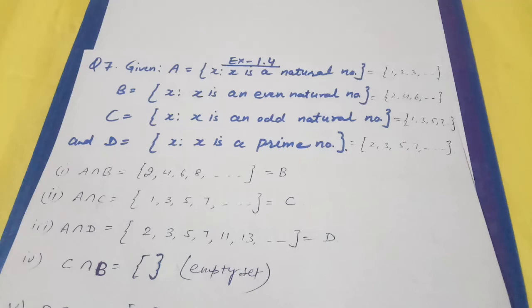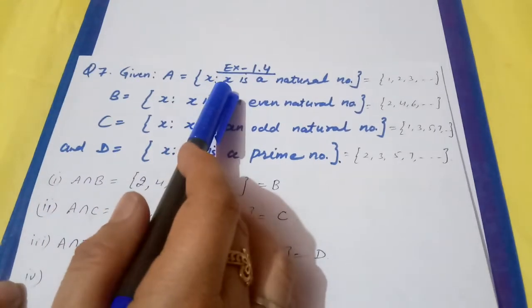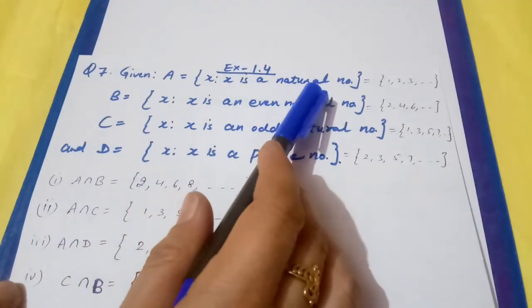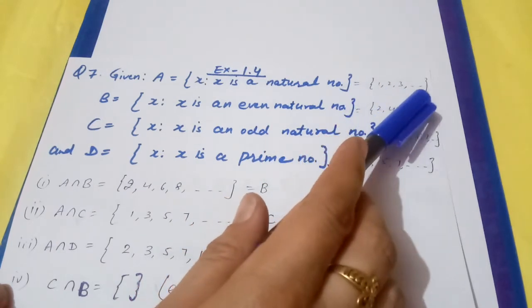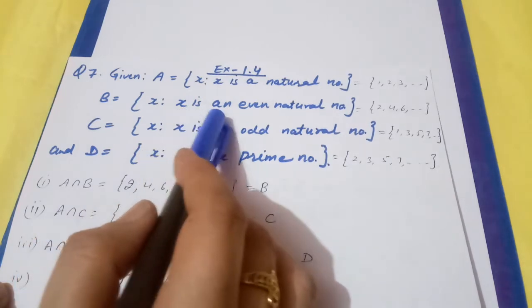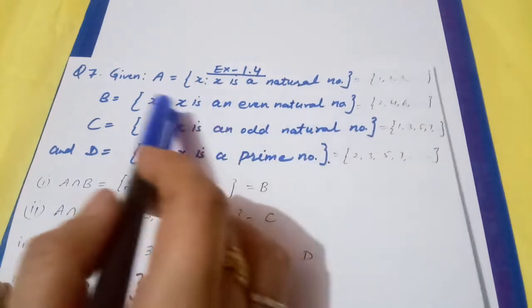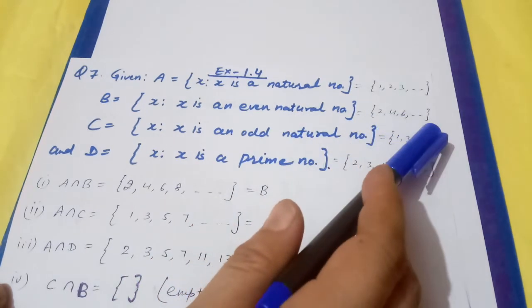Hello students, in today's math class we will discuss the remaining problems of exercise 1.4. Now question 7: given A equals the set of all those x such that x is a natural number. This set contains all the natural numbers, that are 1, 2, 3 and so on. Set B is equal to the set of all those x such that x is an even natural number. This set contains even natural numbers, that are 2, 4, 6 and so on.